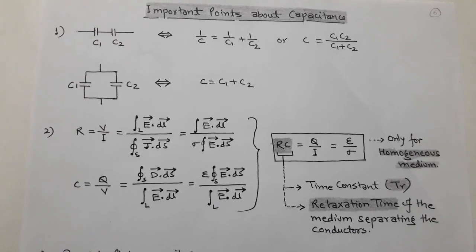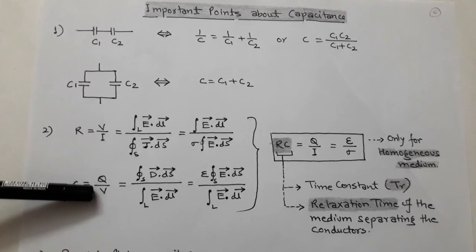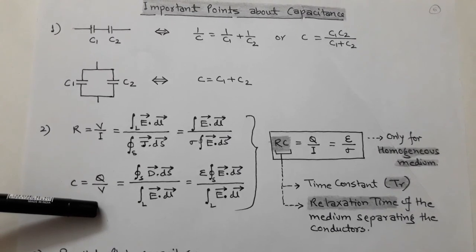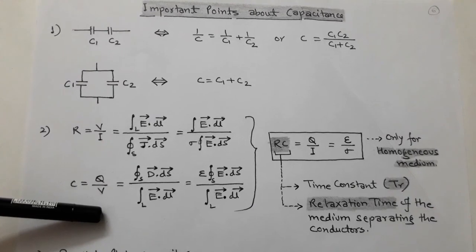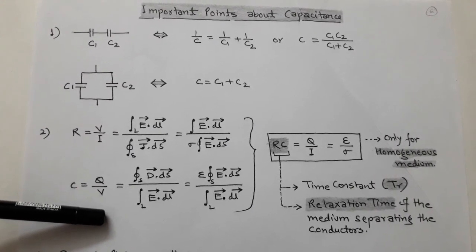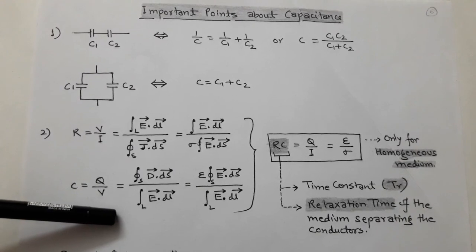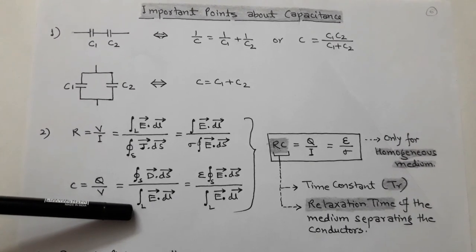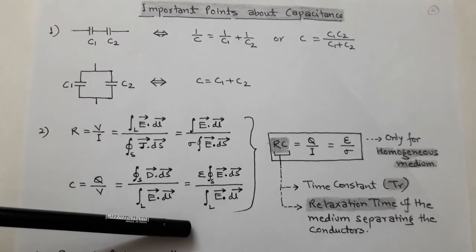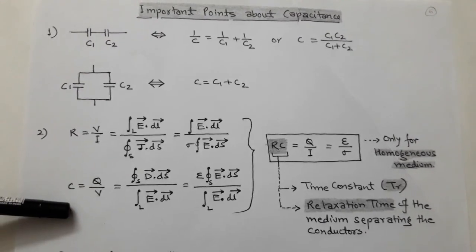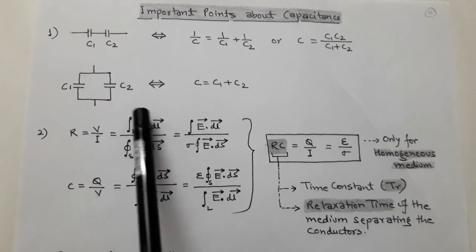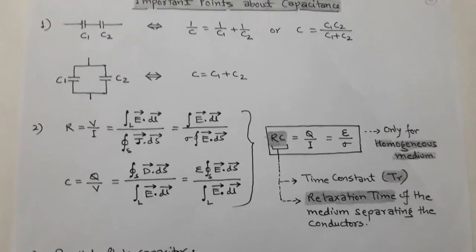Capacitance C equals Q upon V. Q can be determined from Gauss's law, that is closed surface integration D dot ds, and again the potential V is line integration E dot dl. Here also the negative sign is neglected as the potential is the absolute potential. Now in place of D we can write epsilon E. Now these are the formulas to determine the resistance and capacitance. When the dimensions are non-uniform, then we use the integration formulas.